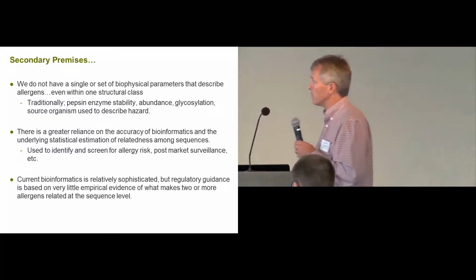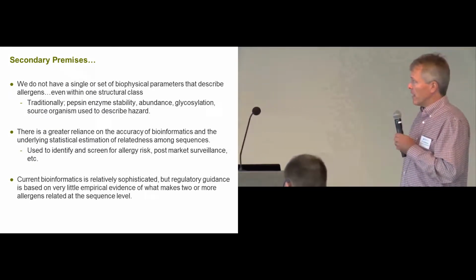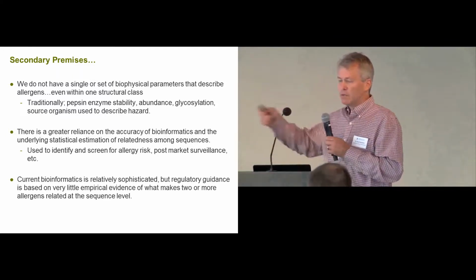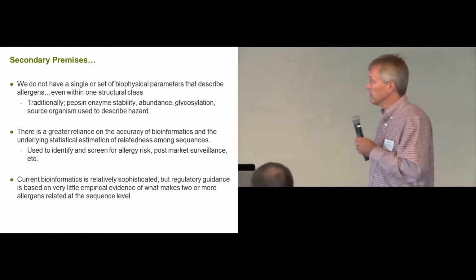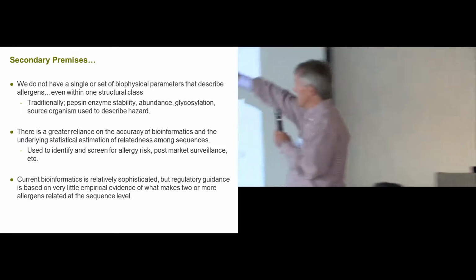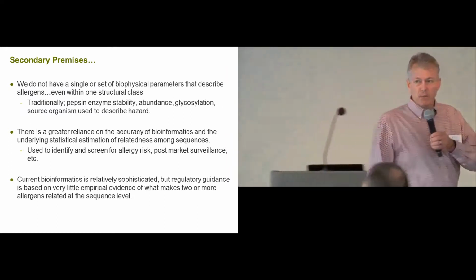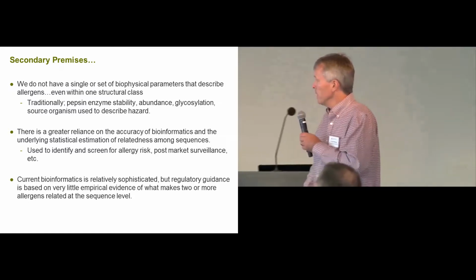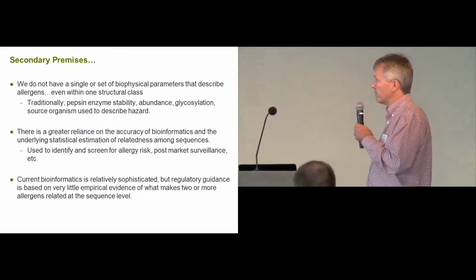There's a couple of secondary premises here. As I mentioned, we don't fully understand allergens, so we don't have that single set of biophysical parameters where I could predict when a protein's an allergen and when it's not, even if I use my allergen database as a training set. You see some of the things we pay attention to up here, like pepsin enzyme stability. Those haven't gone away. We still characterize a novel biotech protein with those because we don't have that predictive capacity yet. What's changed now is there's a greater reliance on the accuracy of bioinformatics.